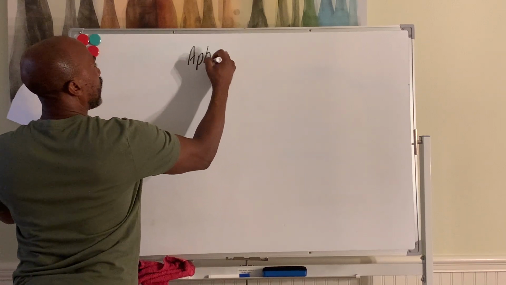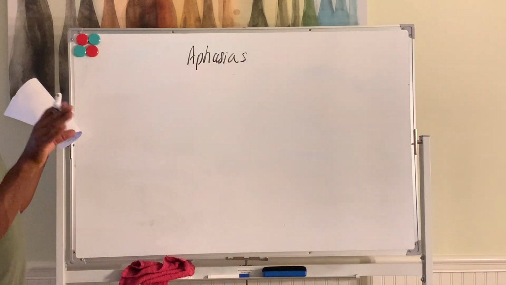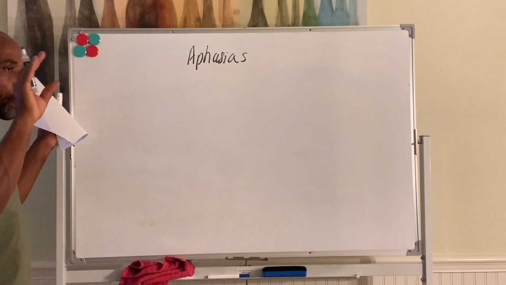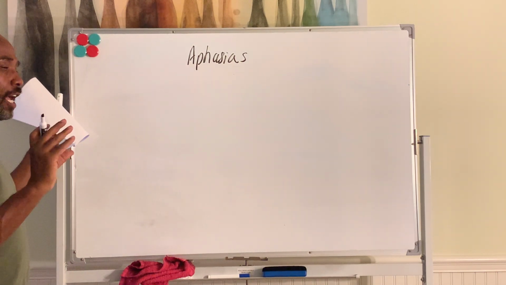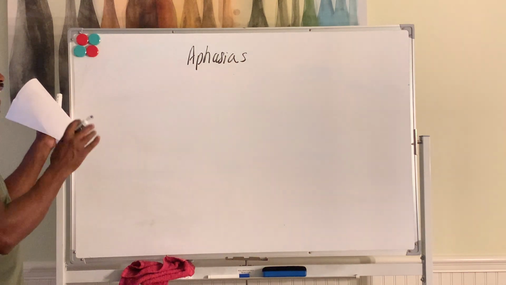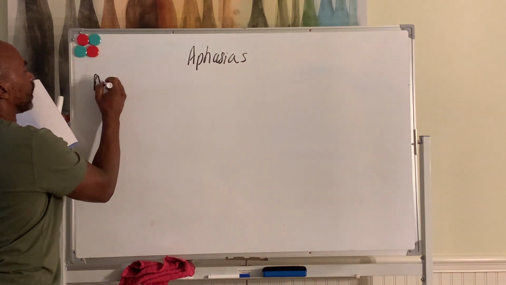Aphasias are deficits in language that are created by a lesion, damage to some part of the brain. You may suffer an injury, or you may have brain neuron loss in a certain side of the brain, and that will affect your language.